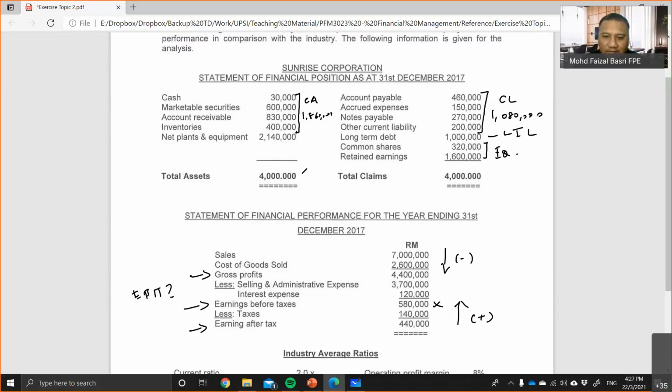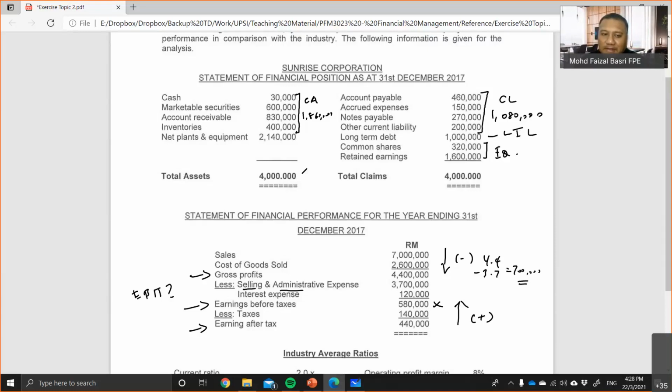Looking from top to bottom, where can we find EBIT? We have to take gross profit minus operating expenses. If you remember, operating expenses include selling and admin costs. So 4.4 million minus 3.7 million, you get 700,000. Or you can use the reverse, which is from bottom up.